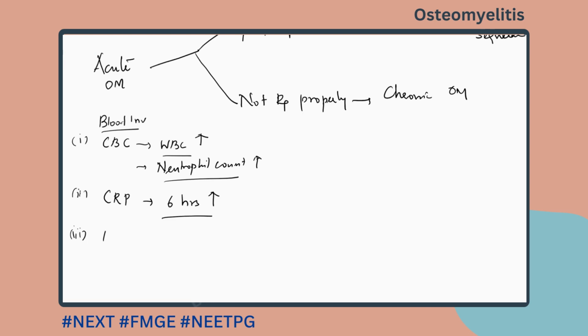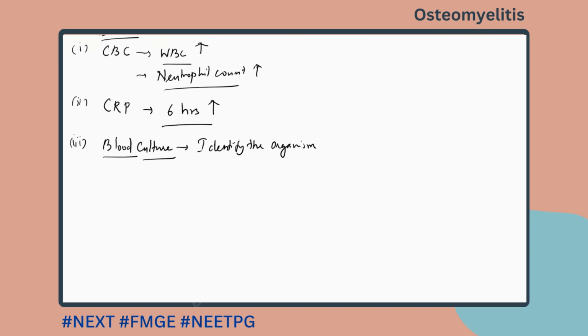Next, you can do a blood culture. How does the organism commonly spread to the bone? Hematogenous, through the blood. So you take the blood and culture it. You can identify the organism by doing blood culture and give appropriate antibiotics. These are the blood investigations which can be done.